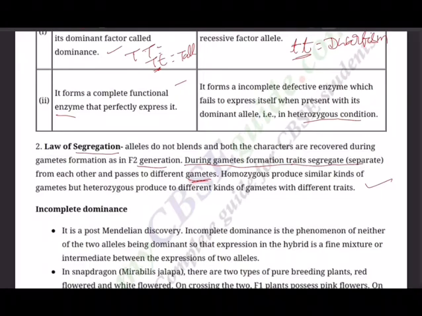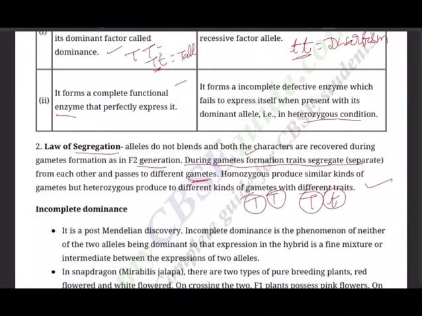And here we have talked about that law of separation, that is capital T, one comes to one gamete, another comes to another gamete, they get separated. Similarly, capital T, small t, this gets separated, so you got 4 gametes. So this is how they separate from each other during gamete formation.